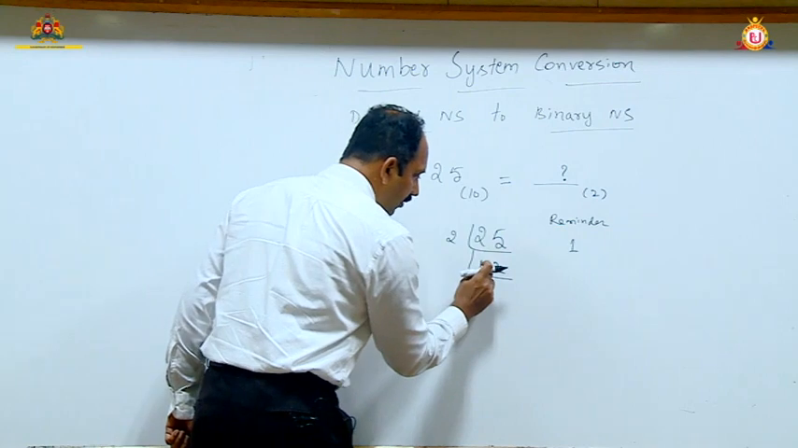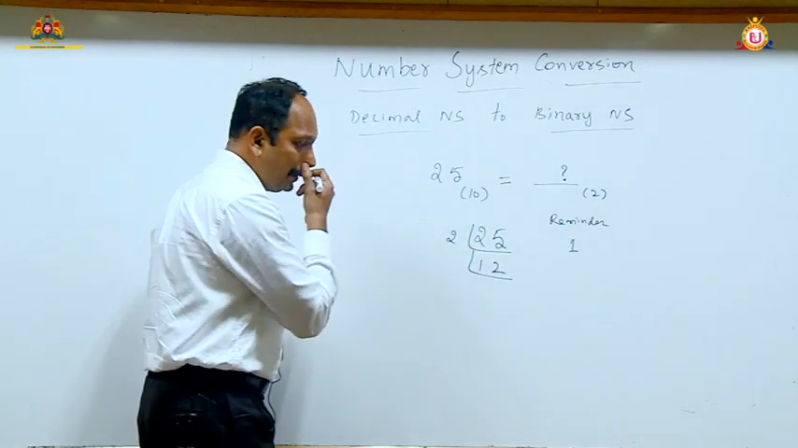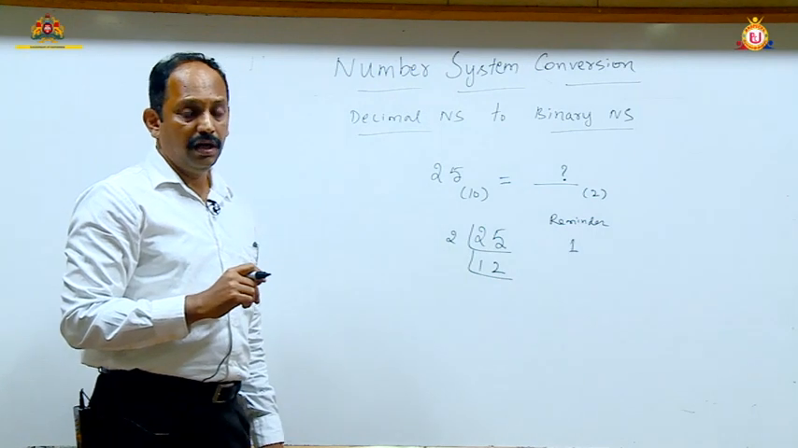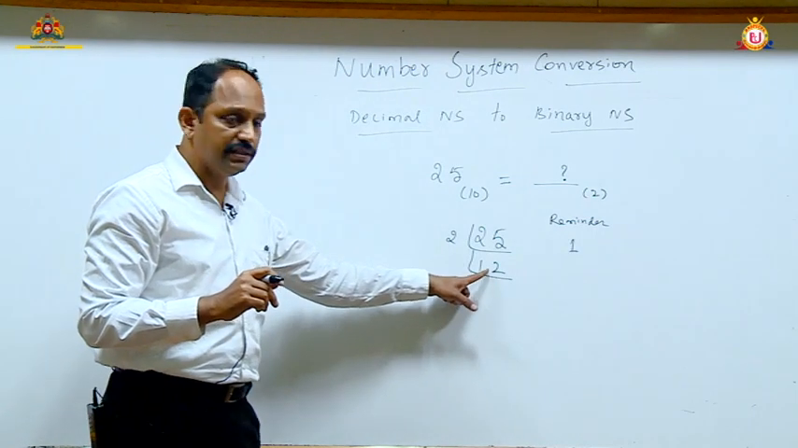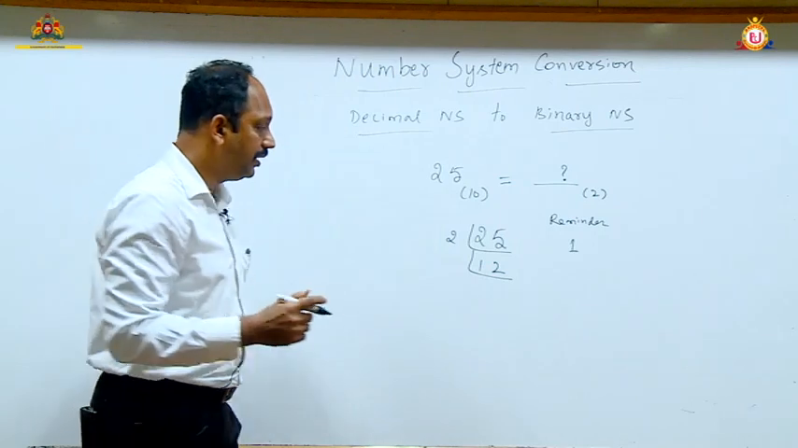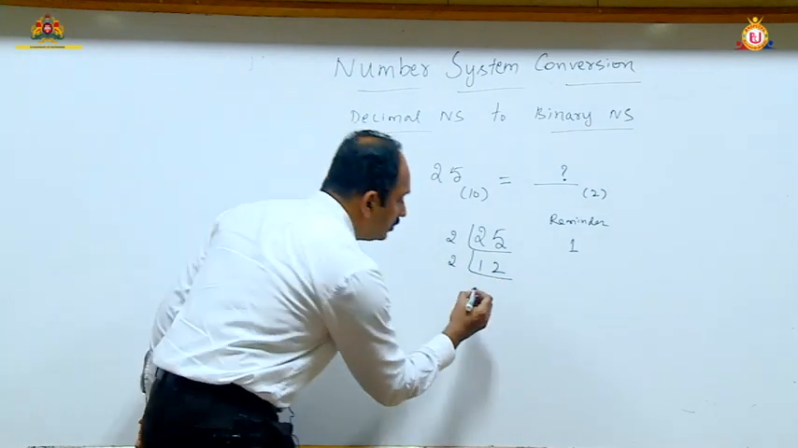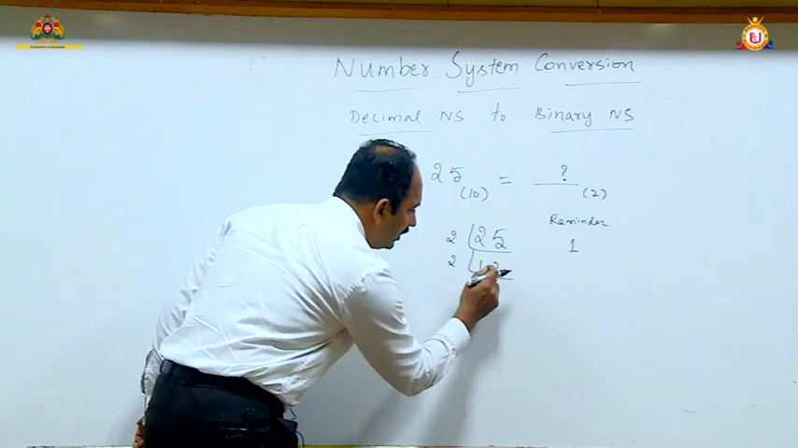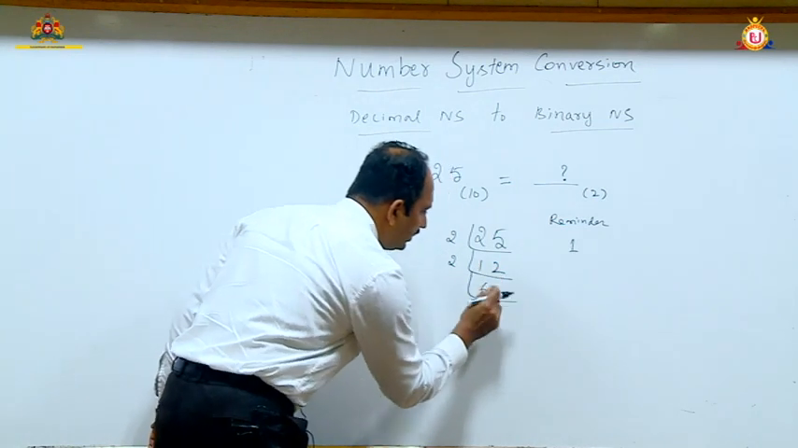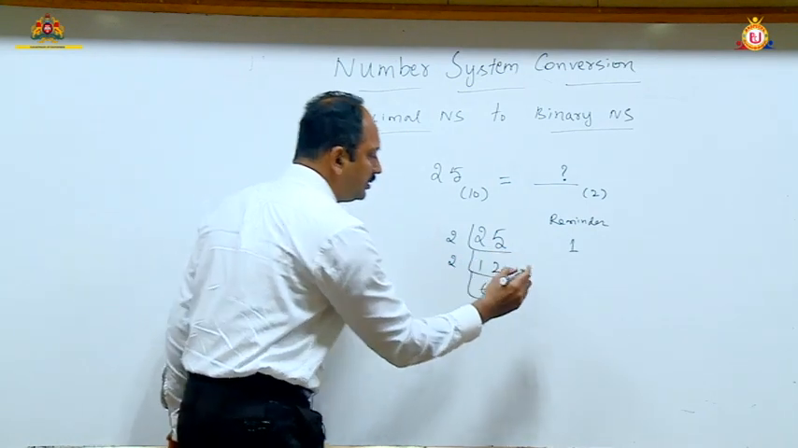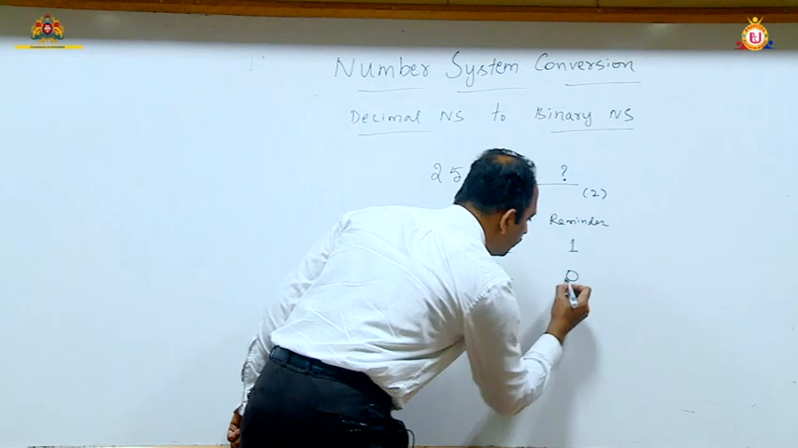Now the quotient should arrive at 0. Until that level, the value should be divided by 2. So 12 is divided by 2. We can completely divide 12. So 2 times 6 gives 12 exactly. The difference, 12 minus 12, is 0. I am writing 0 at the right side.